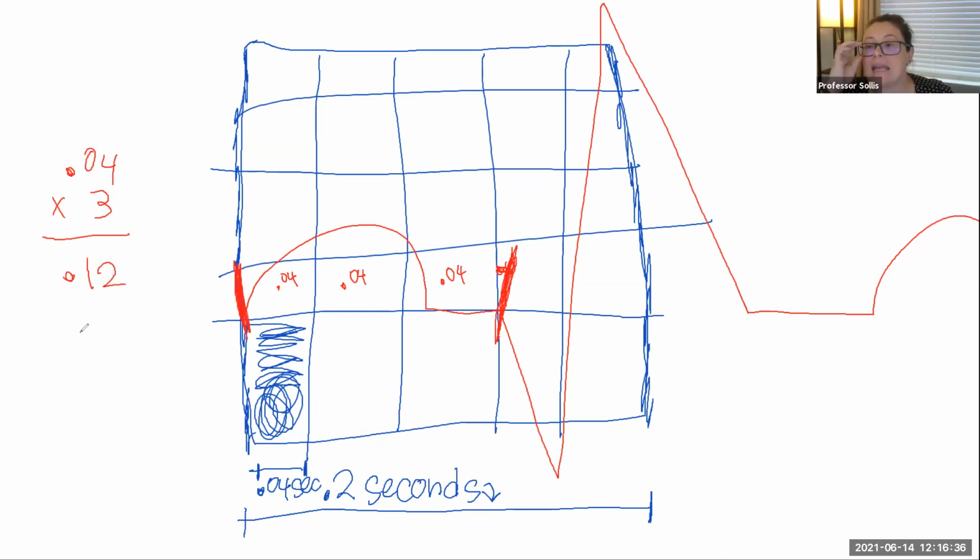And if you get anywhere within this realm, if you can do plus or minus 0.04, I'll still give you credit. So instead of 0.12, if you got 0.08, you would still get it right. And if you got 0.16, you would still get it right. Anywhere within that number, I would give it to you. You would get the credit.